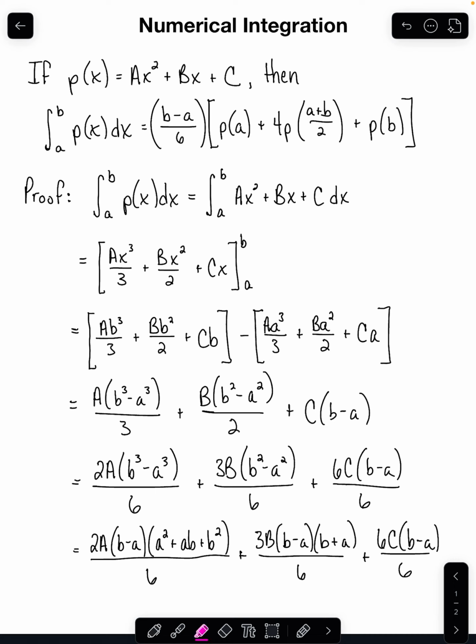But now what we have is that each of these has a factor of b minus a in the top. And actually, they each have a factor of 6 in the denominator. These things can be factored out, thus giving us our (b minus a) over 6 in front of the whole thing. The remainder of this proof will be in showing that what is left after we factor this out will turn into the second half of our conclusion statement.